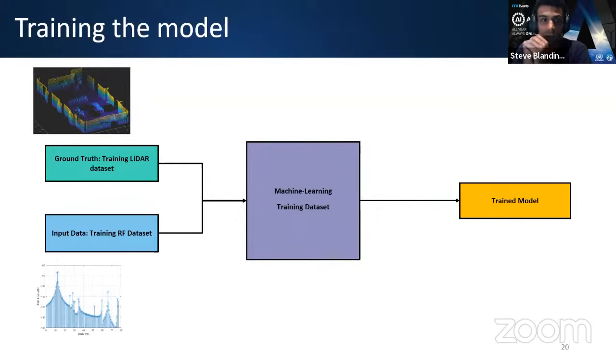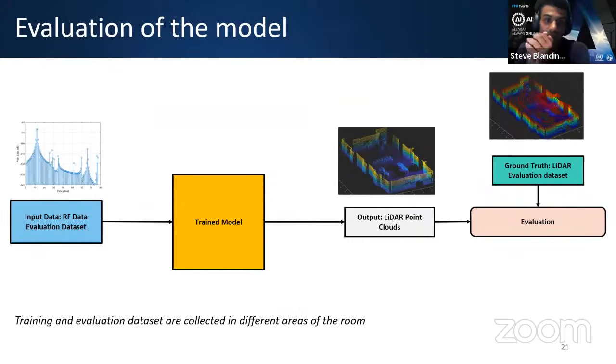When we want to test and evaluate the model, we would like to have an algorithm that is general, that works also in other areas of the room. So using the same room, but going through data that the machine learning algorithm didn't see before. So the evaluation dataset is collected in another part of the room, and the model will give an output that is the LiDAR point cloud, basically having as input the RF data. And then the evaluation of the model is pretty simple because it's just a comparison between the estimated point cloud and the real point cloud that is given from measurements.